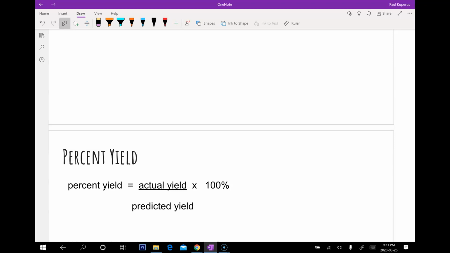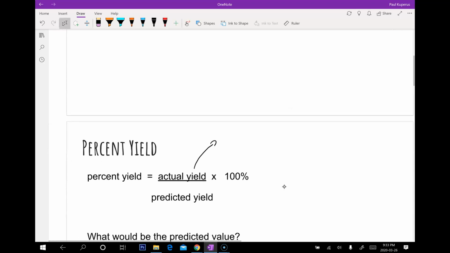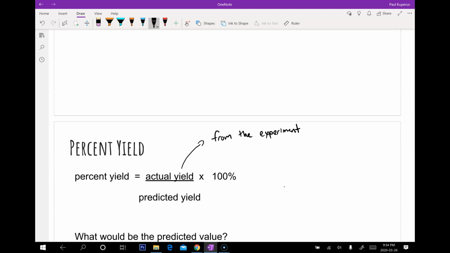Percent yield is the actual yield divided by the predicted yield times 100%. This actual yield is from the experiment, so it will be the amount of product we actually collect. What is the predicted yield? Well, that is the yield we would have expected from our stoichiometric calculation. So we have our actual yield from our experiment, what we actually got, divided by what we predicted we would have got.